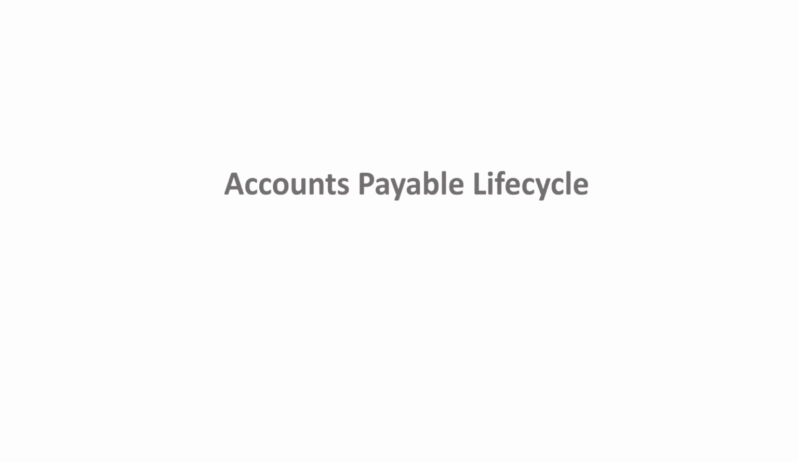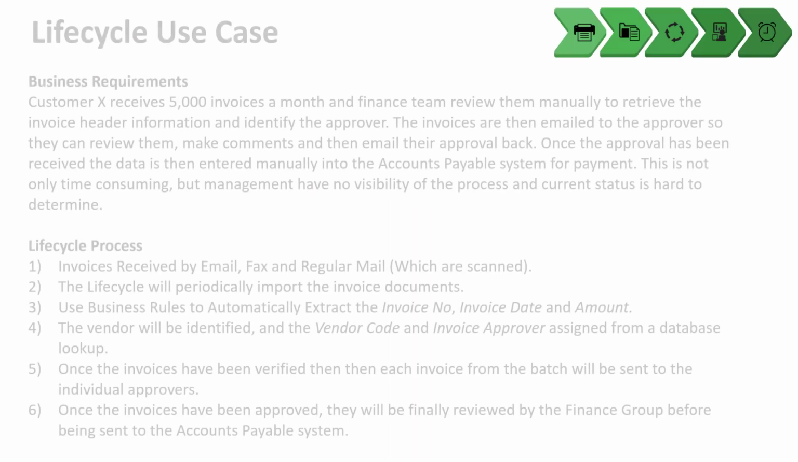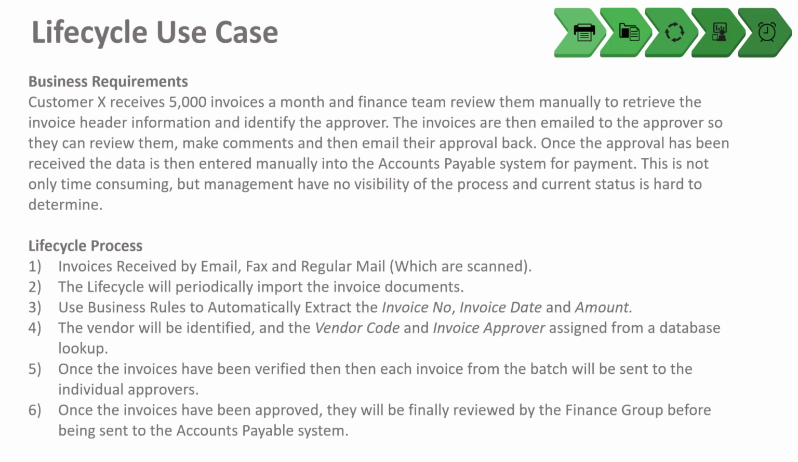In this demonstration, we're going to go over an accounts payable lifecycle. So the business requirements in this use case are customer X receives 5,000 invoices a month and the finance team review them manually to retrieve the invoice header information and identify the approver.